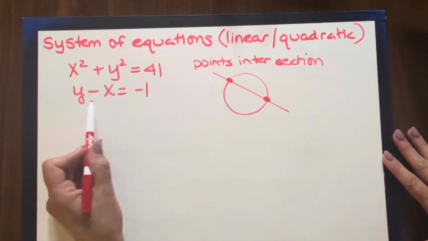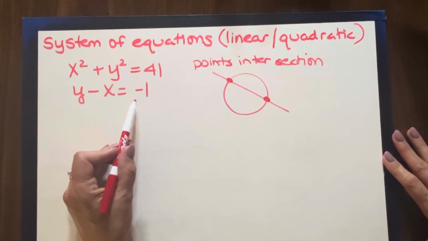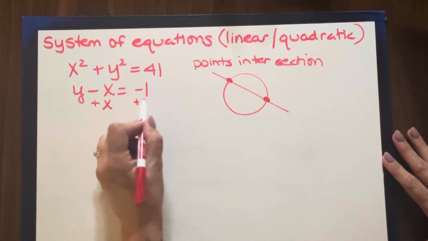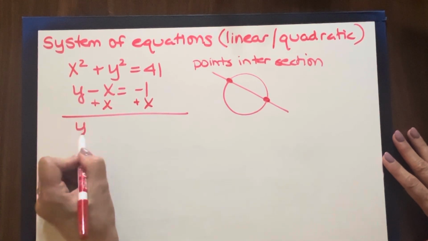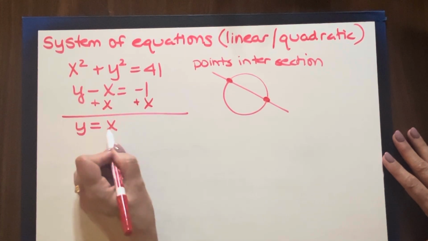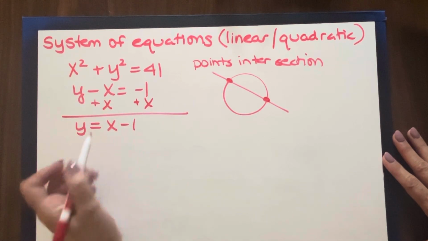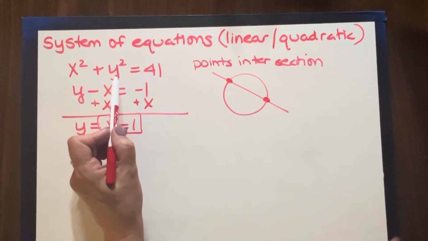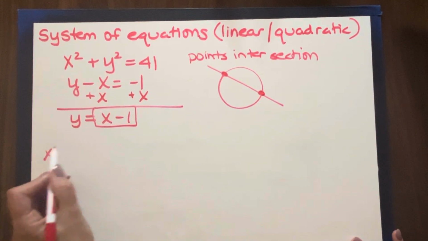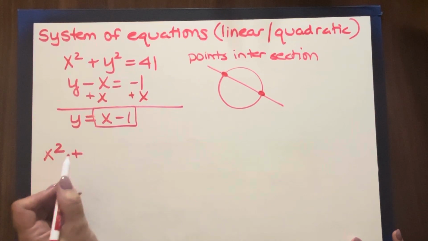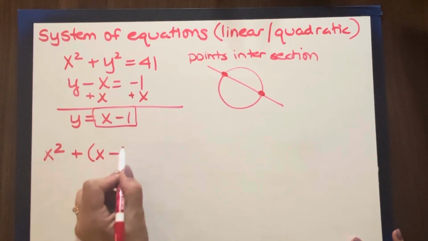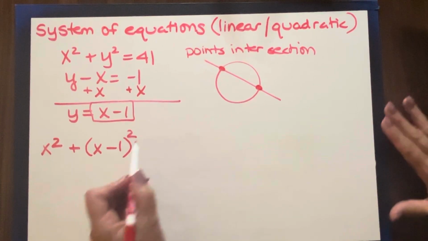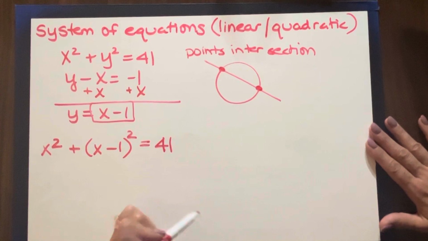So what I'm going to do is start with this linear equation and solve it for y. So I'm just going to add the x to the other side. So I'm going to get y is equal to x minus 1. Now this x minus 1 is going to replace the y in my circle equation. So I'm going to have x squared plus, and when I get to the y, I put in x minus 1, but I must square that. Don't forget the squared. Equals 41.